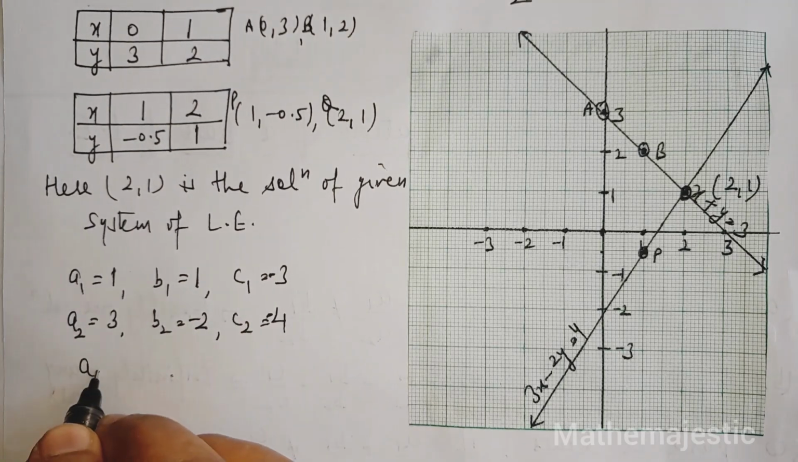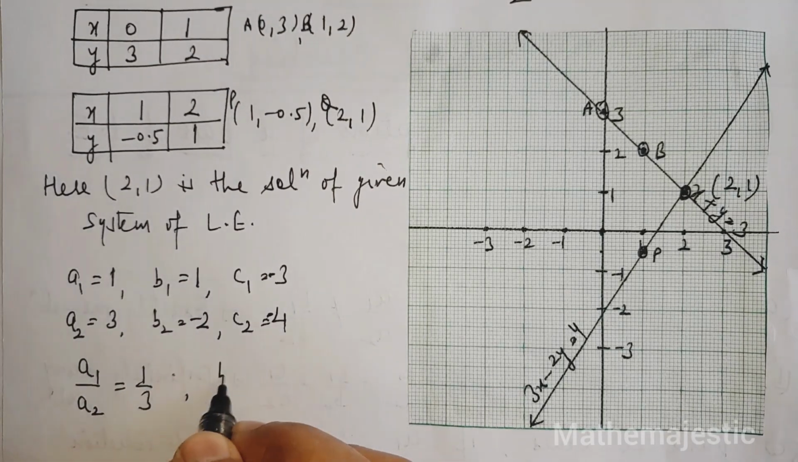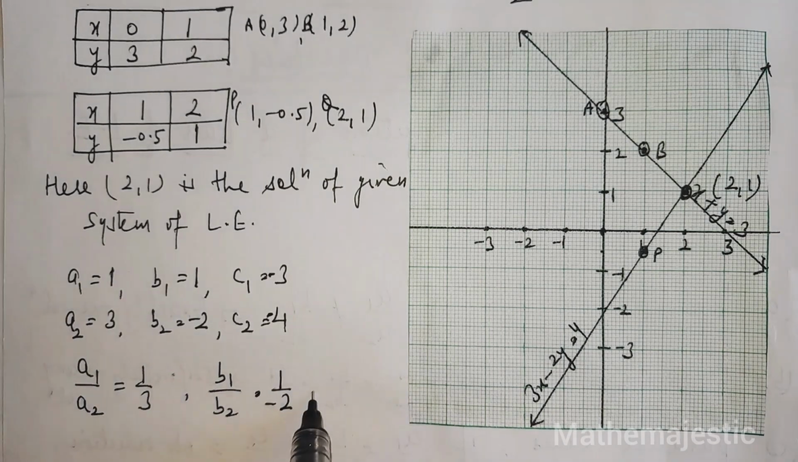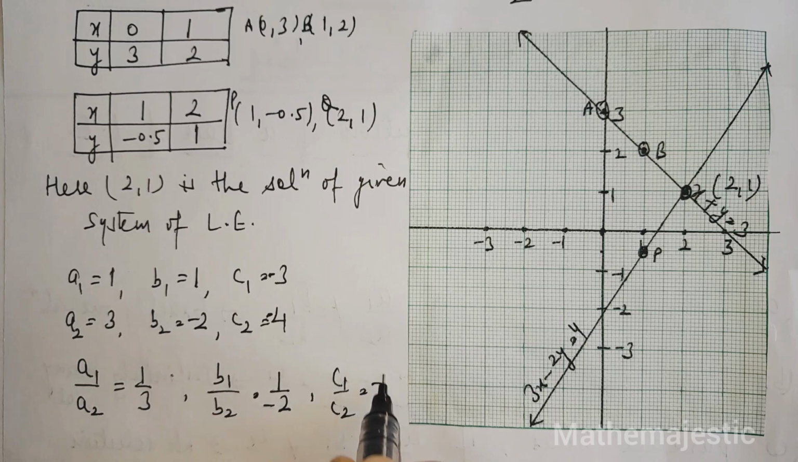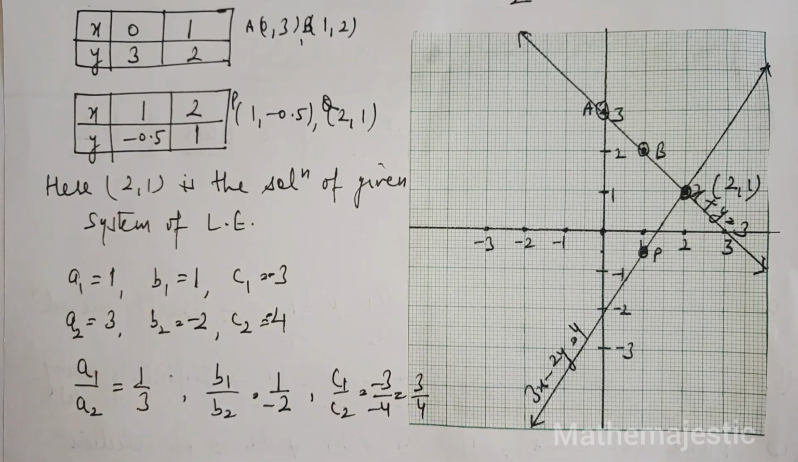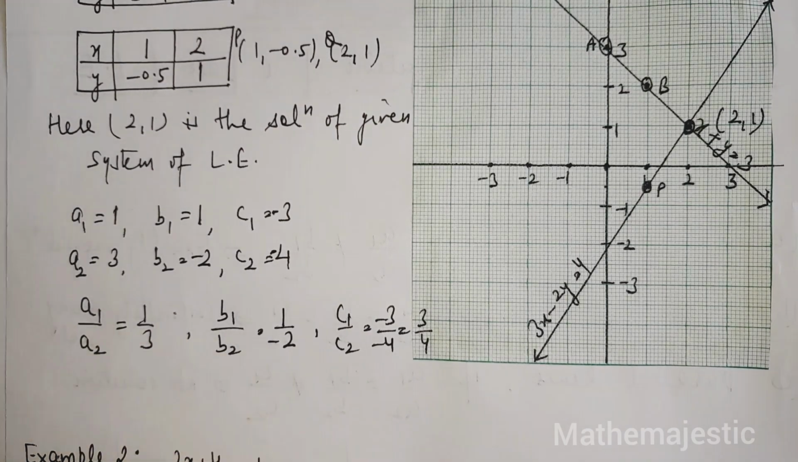We have to take the ratios. a1 by a2 is 1 by 3. b1 by b2 is 1 by minus 2. And c1 by c2 is minus 3 by minus 4, that means you can take 3 by 4 also. So here you can see that the first two ratios are not equal.